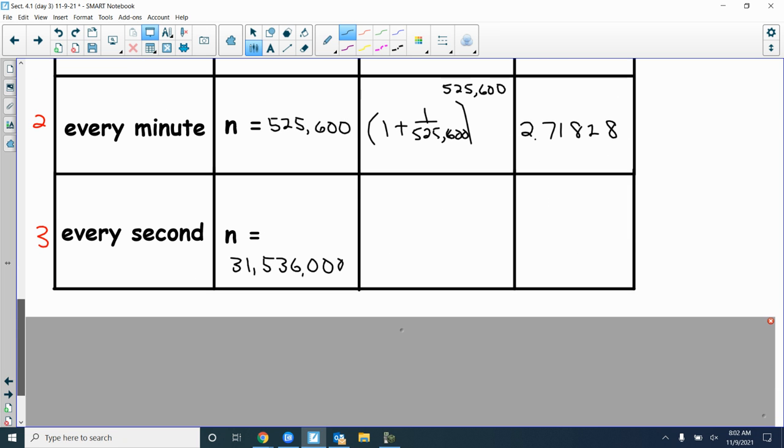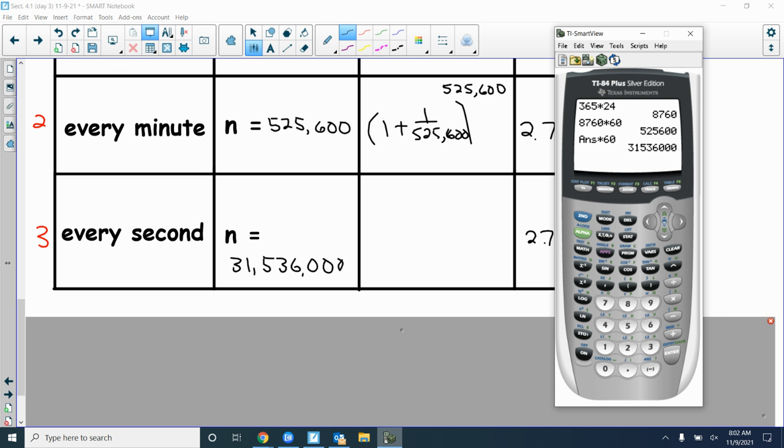And now how about every second? Madison, you got something different? I got that for every second. Did you? All right, what'd you guys get for every second? Same thing? All right, I think that's right. 2.71828.